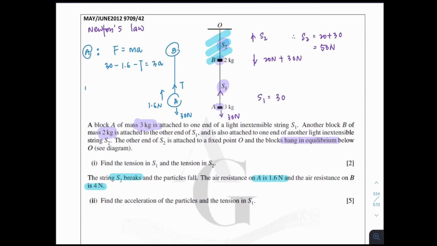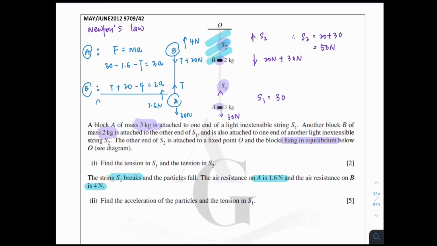Let's have a look at particle B. Same thing, we form the equation of F equals ma for particle B. Particle B is being pulled downwards by the tension and also by its own weight, which is 20 Newton. The air resistance on particle B, which is acting upwards, is 4 Newton. Therefore, the equation for particle B should be T plus 20 minus 4 equals 2a. From here, you should be able to solve simultaneously to get the values of a and T.